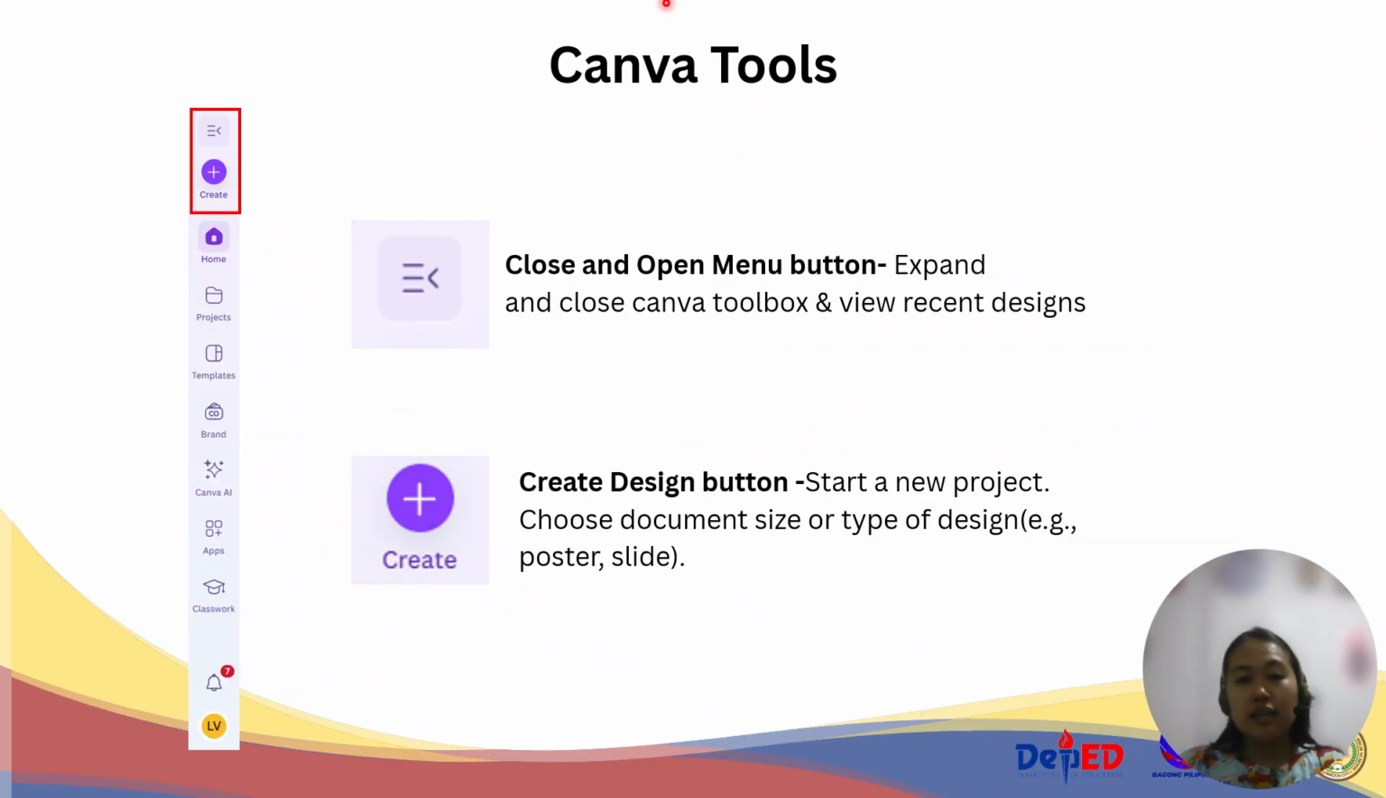So let's explore the Canva tools. So here, this one is the close and open menu button, and this is the create button. It says here that in close and open menu button, you can expand and close Canva toolbox and view recent designs. In the create button or create design button, it is where you can start a new project and choose your document size or type of design.